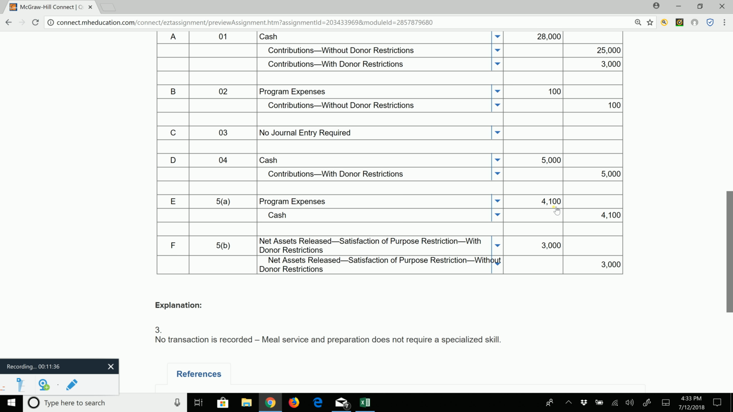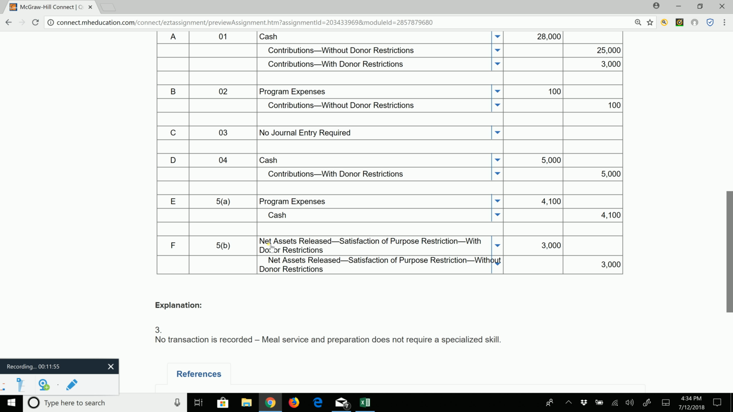It's really like 2 income statements in one. We've got a column for without donor restrictions and a column for with donor restrictions. Well, when the restriction has been met, we literally move it or transfer it from one column to the other. And we do that in the form of a journal entry. It's backed up with this journal entry.